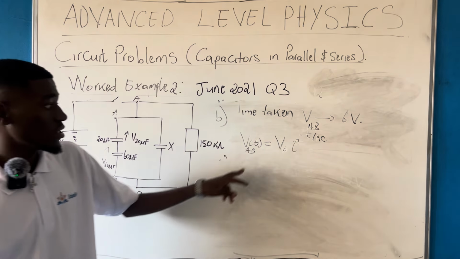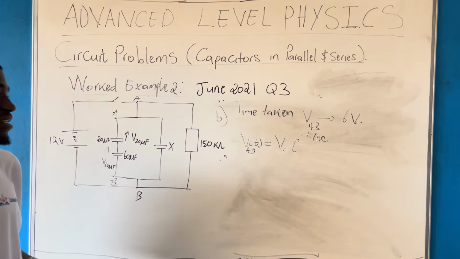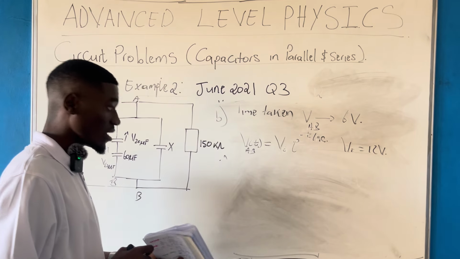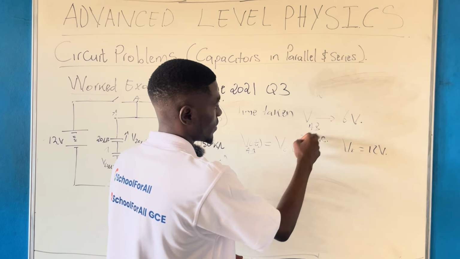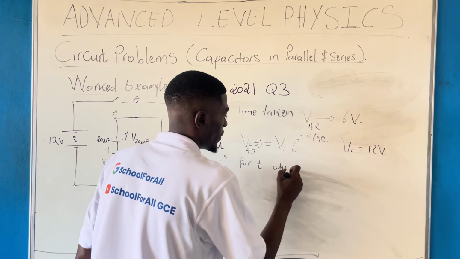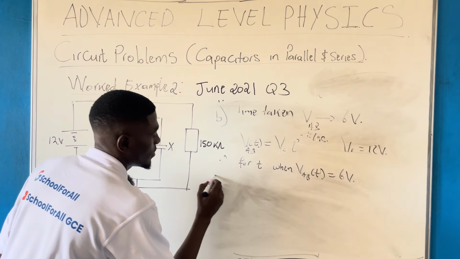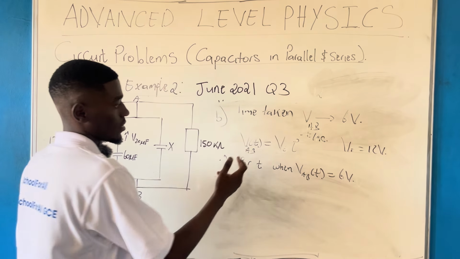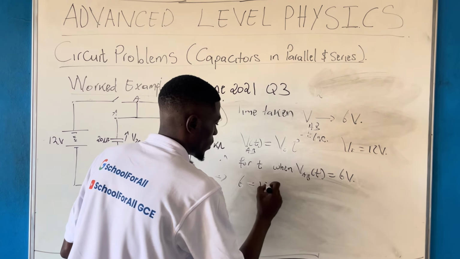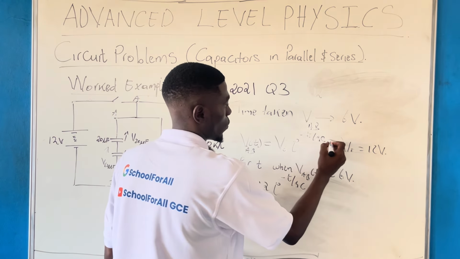So the voltage across AB for a discharge process is equal to V initial. V initial here is simply 12 volts, the initial amount stored, times e to the power of negative T over RC. Now we are looking for T when VAB at time T equals 6 volts. That simply means I will replace VAB by 6, V0 by 12, e to the negative T over RC. And this is C total.